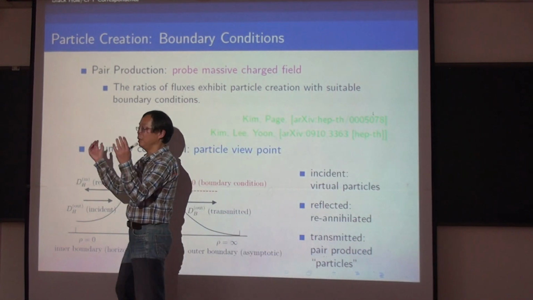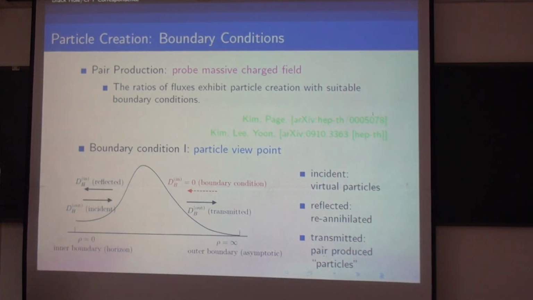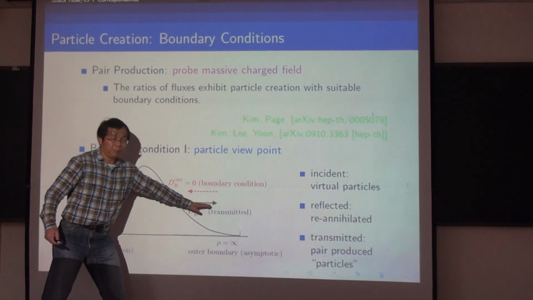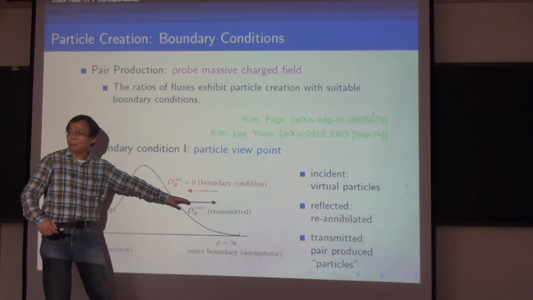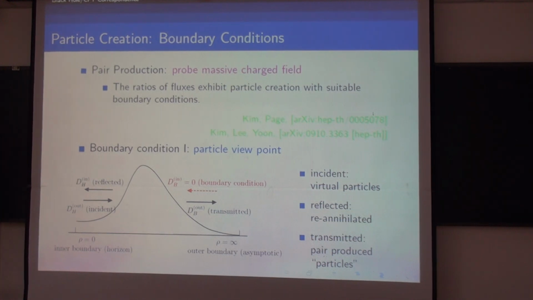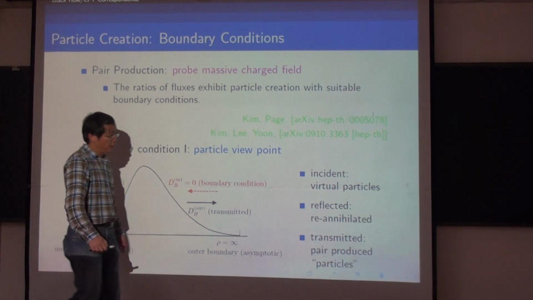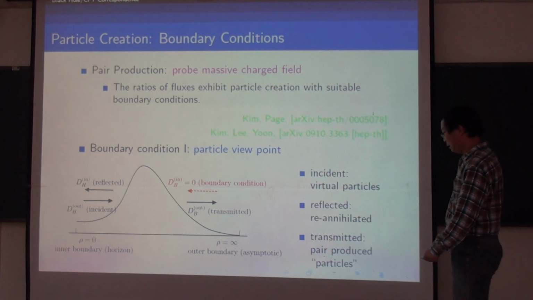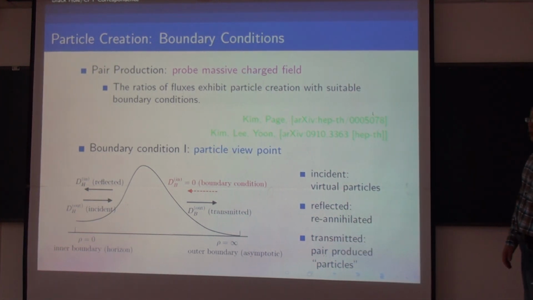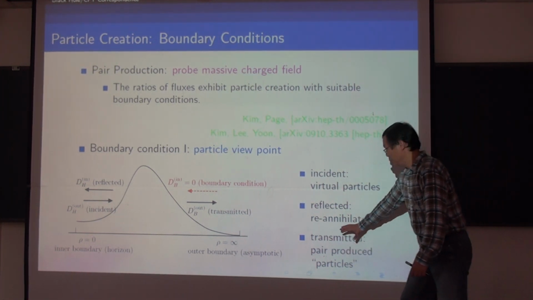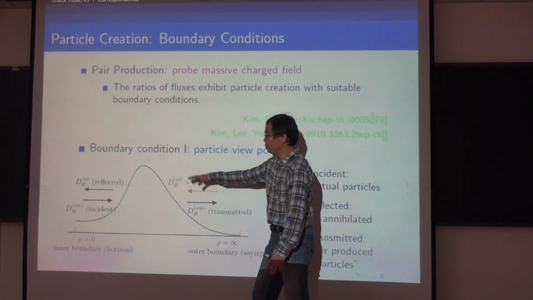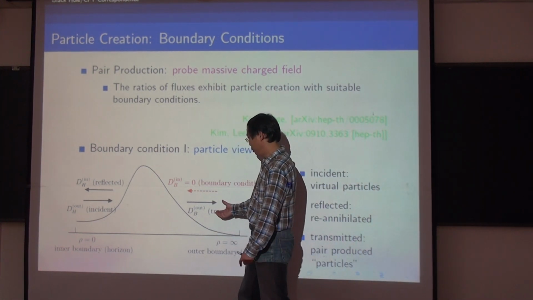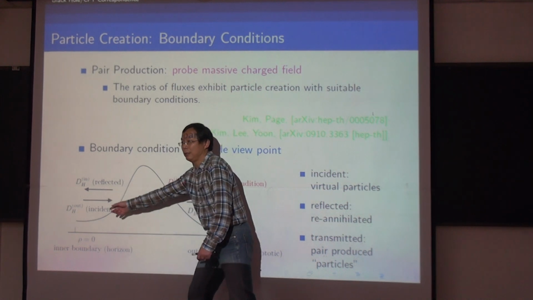This is the reannihilation part, and only this part becomes the real particle. The incident part is the virtual particle created by quantum fluctuation, the reflected part is the reannihilated part, and the transmitted part is just the pair produced particle. From this we can see how the production rate compares with the ratio of this flux.